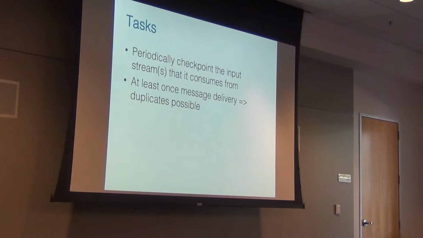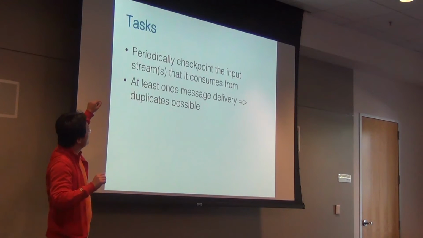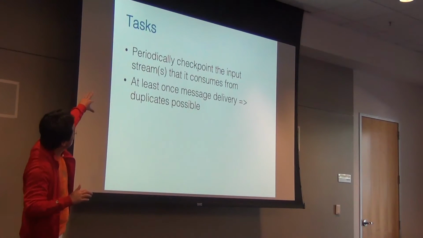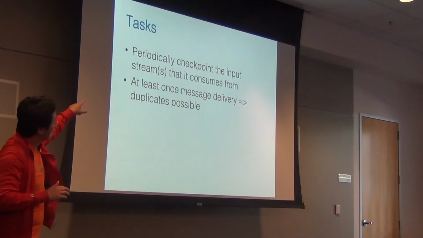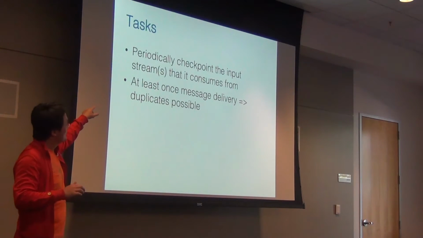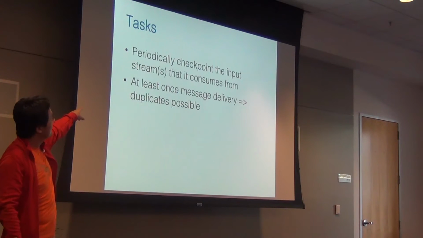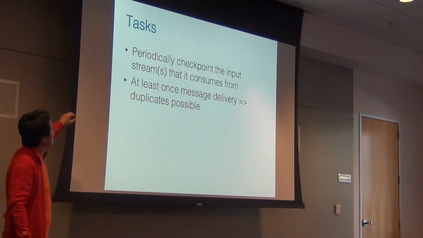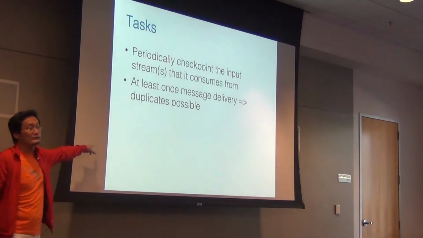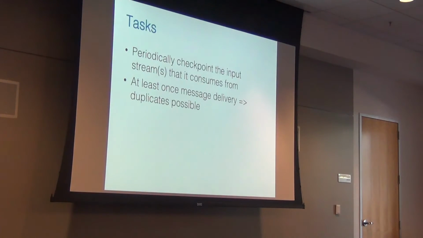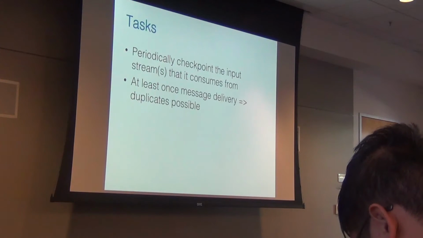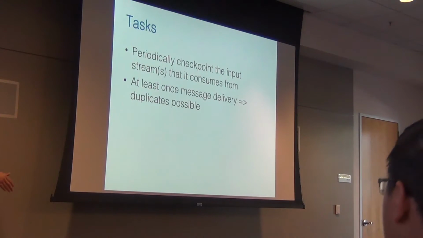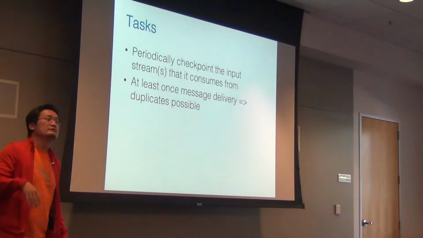With the periodic checkpoint, the Samza task has one failure semantic guarantee, which is that we provide at-least-once message delivery. The implication is that duplicate messages are possible, but you will not lose any.